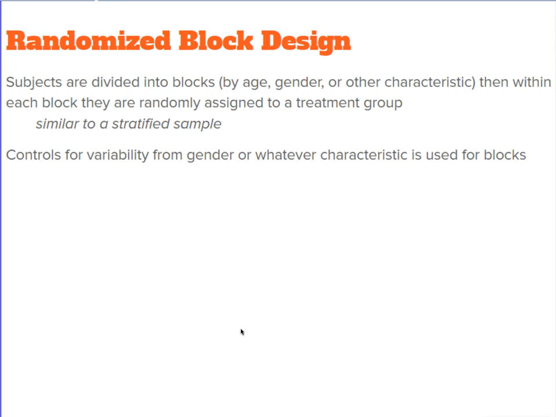The second is a randomized block design, and this is very similar to, if you remember, when we did stratified samples. We divide the subjects into blocks. A block could be age, a block could be gender, depending on what our experiment is, our block could be income level. It could be any kind of characteristic that we could divide the subjects by. Then within each block, they're randomly assigned to a treatment group. So if I split them apart by gender, I take all the women and randomly assign them to different groups, and then I go to all the men and randomly assign them to different groups, just like a stratified sample.